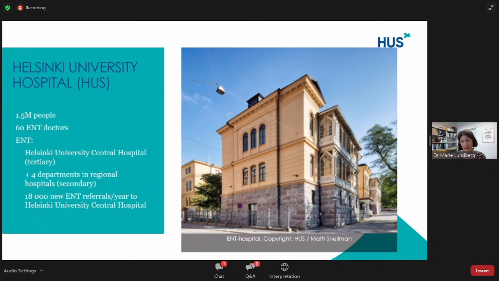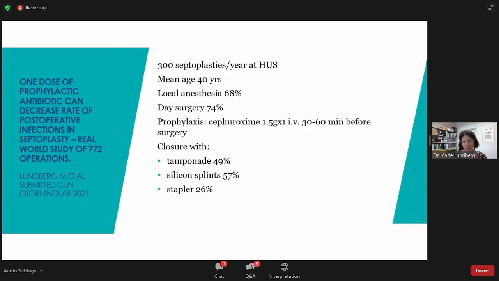Just a few words about how we do surgery here in Helsinki. Helsinki University Hospital is, I think, the biggest ENT hospital in Europe. We are about 60 ENT doctors, with a population around here of about 1.5 million people, and we get 18,000 new ENT referrals every year. So we have a broad material coming here. We do about 300 septoplasties every year.